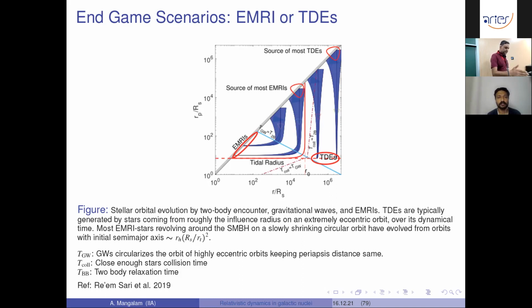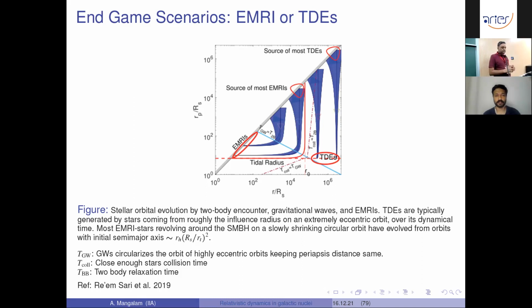So that's the TDEs. And then you have MREs, which have got circularized because of sufficient time for TGW to operate, and then they become circular, and they emit gravitational waves and become MREs. So these are the two regimes which are the end games of this scenario. And clearly, the details of these end games require a lot of technology which we have developed. I told you about the relative positions of the capture radius, the tidal radius, the horizon, and the pericenter.